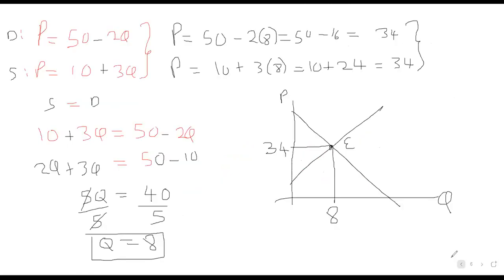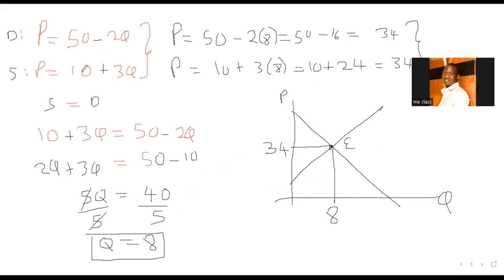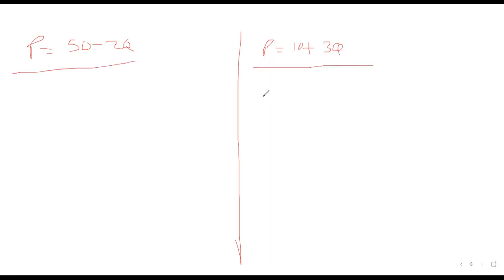So if we're going to go back to our question here, we need to sketch these two equations, 50 minus 2Q and 10 plus 3Q. I want somebody to lead us through this. Who wants to try? Anyone who hasn't spoken? How do we sketch these two equations?